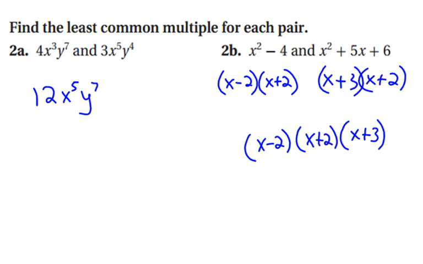So x minus 2 times x plus 3 times x plus 3 is the least common multiple of x squared minus 4 and x squared plus 5x plus 6. We don't need to multiply them out or anything. In fact, it's probably better to leave them in factored form in case things can simplify out and we can get rid of some things.